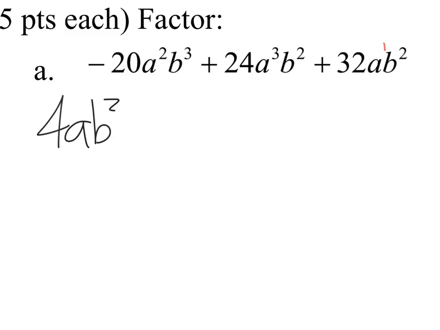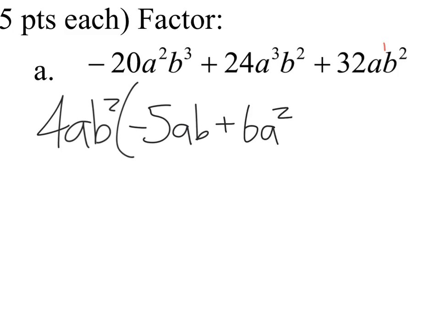Great, and so now what we need to do is we're going to open up this parentheses, and we need to ask ourselves, 4ab squared times what gives us negative 20a squared b to the third? And we know that it's going to be negative 5ab, because positive 4 times negative 5 is going to give us negative 20. A times a gives us a squared. B squared times b gives us b to the third. Tremendous. 4 times what gives us 24? I know that 4 times 6 gives us 24. And that's going to look like 6a squared.